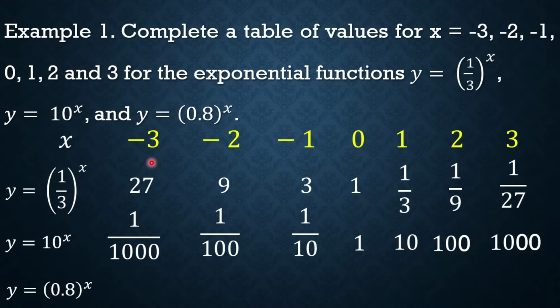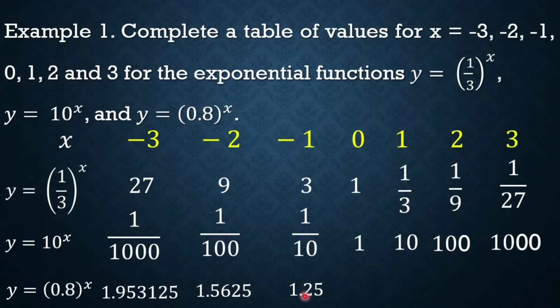So substitute lang natin yung mga given values ng x. Kapag sinubstitute natin, you can use your scientific calculator to check the answer. So 0.8 raised to negative 2, the answer is 1.5625. And then 0.8 raised to negative 1. Since negative yan, reciprocal niya yan. So the answer is 1.25.